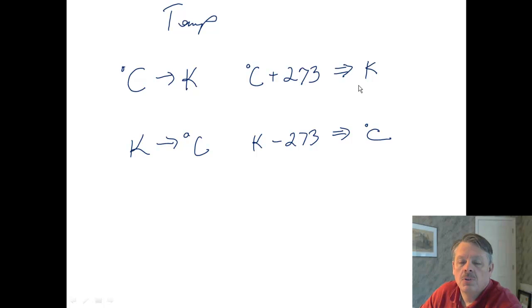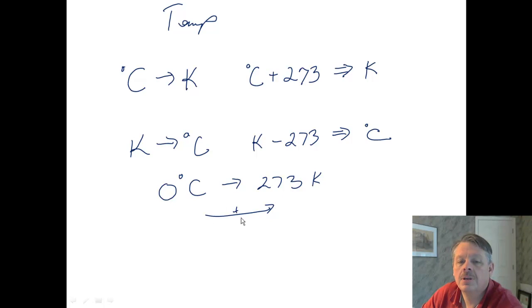If you're ever confused here, one of the most common temperatures we think about is that 0 degrees Celsius is 273 Kelvin. So if you think of that, how do you get from Celsius to Kelvin? Well, here I added 273. Going the other way, I'd have to subtract 273. That should help you as you go through this.